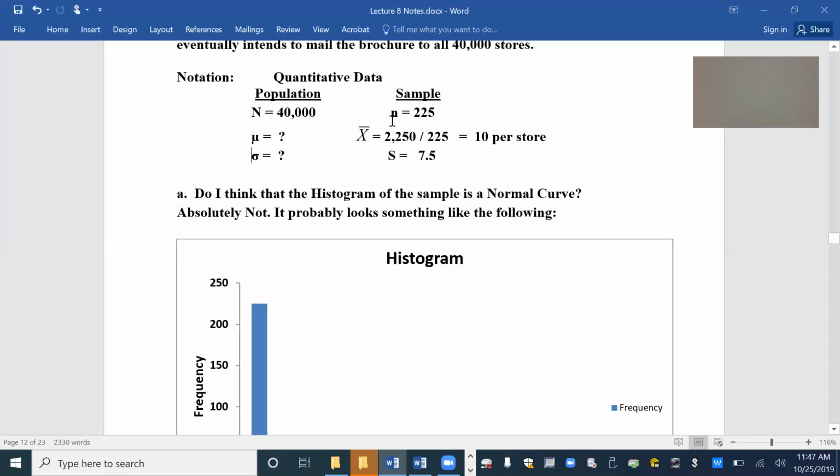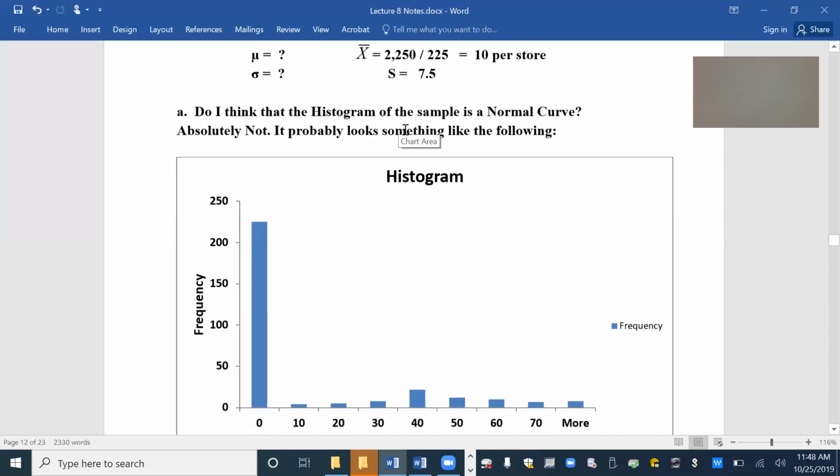I'm taking what I know now from this sample to figure out what I should produce. I sampled 225. Okay, what question did I ask 225 times? How many do you want to order? Can I do arithmetic with that number? Yes, I can. It's quantitative data. What's my average? Well, the 225 people bought 2,250 units, so they bought an average of 10 per store. Did they all buy 10? No, they did not. Matter of fact, there was some significant variability from store to store. They all didn't buy 10.